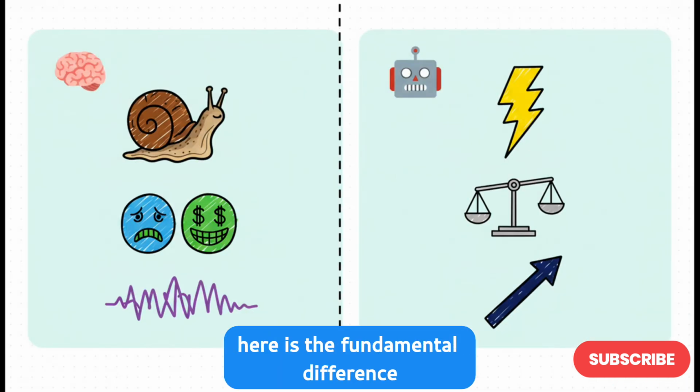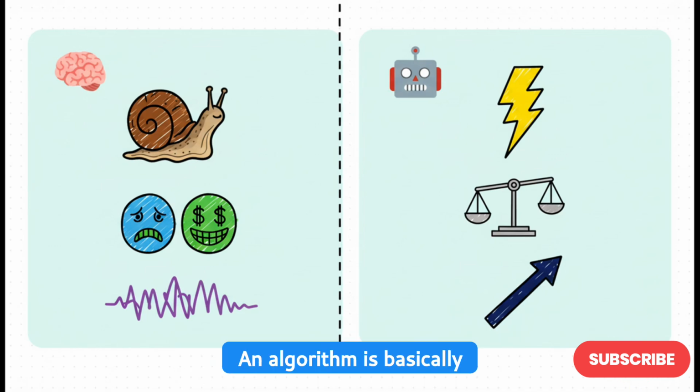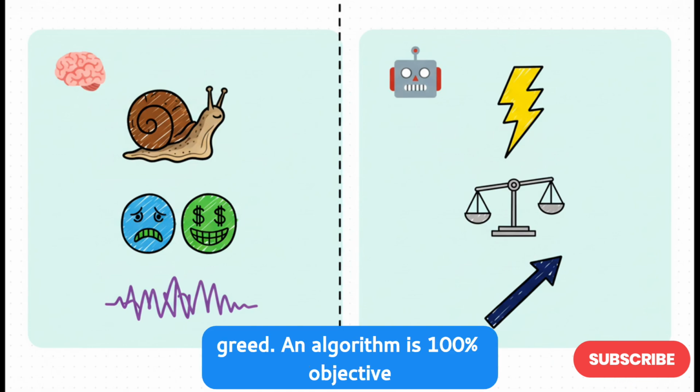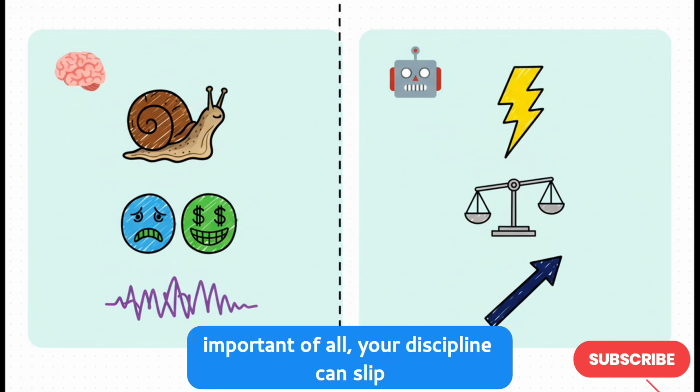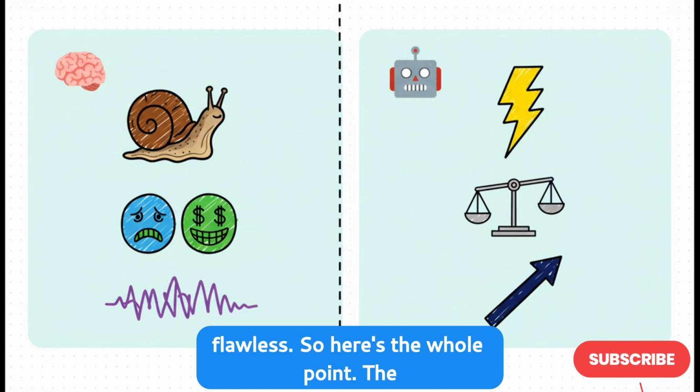And this, right here, is the fundamental difference. When you're trading manually, you're limited by human reaction time. An algorithm is basically instant. You get influenced by fear and greed. An algorithm is 100% objective. And maybe most important of all, your discipline can slip, but an algorithm, its consistency is absolutely flawless.